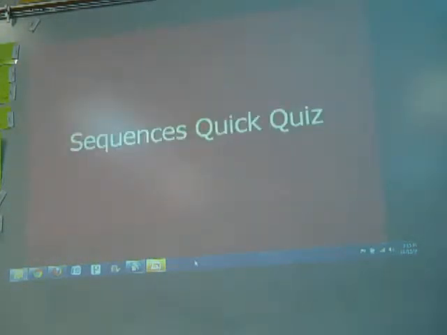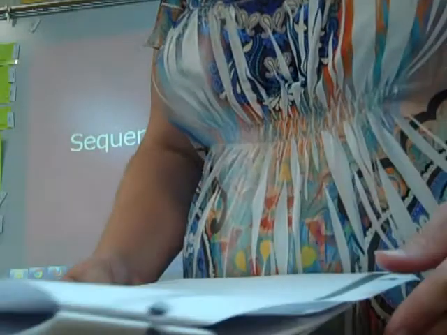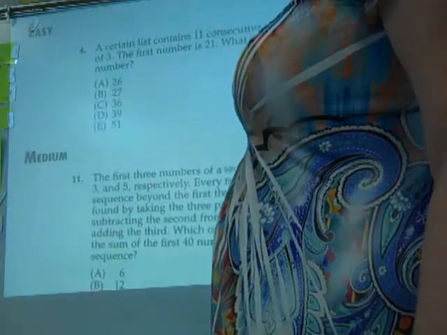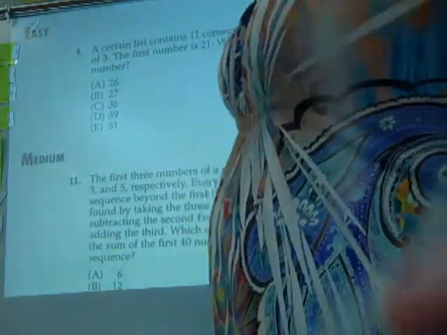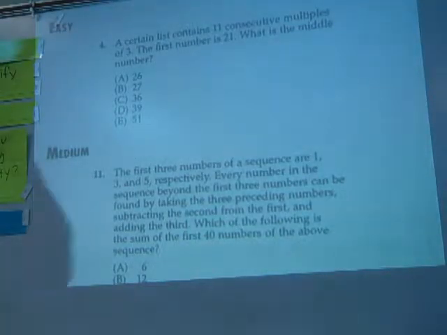Wow, that's fast. Okay. So, now we are on Quick Quiz 15. And there are only 2 problems on this one. So there's just an easy and a medium. So take about 5 minutes to do those 2, maybe a little less since there's only 2 problems. And then we'll go over them. And we're going to be done real early today. So. Okay. Go over these 2.